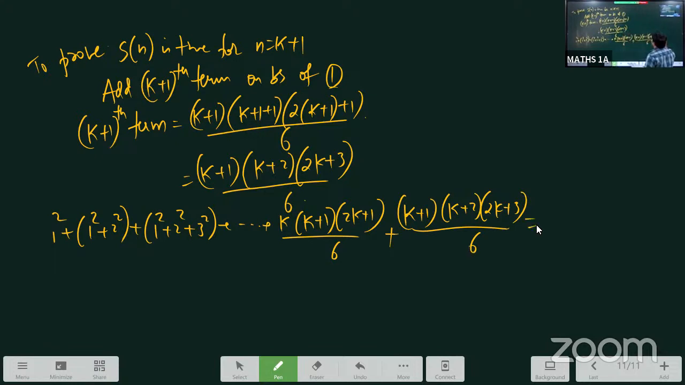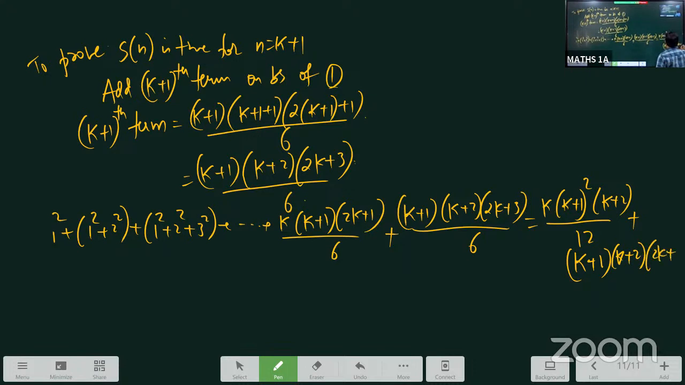That is equal to, what is that? k into k plus 1 whole square into k plus 2 by 12 plus, again add this part, I'm writing down k plus 1 into k plus 2 into 2k plus 3 by 6. Now I am going to solve this RHS. Is it clear? See, the same term has been added on both sides of equation 1. Is it clear?